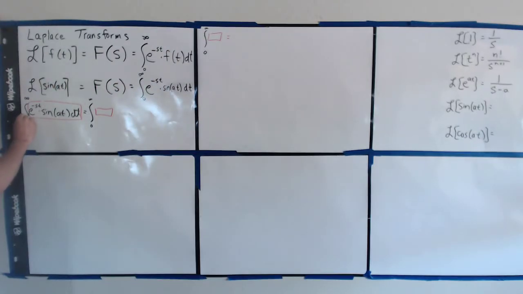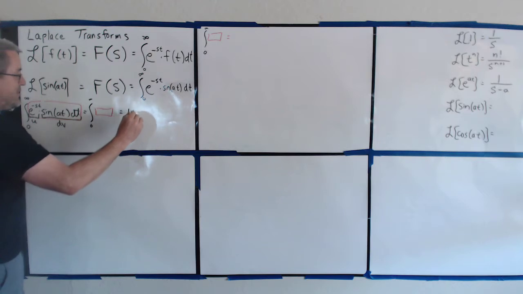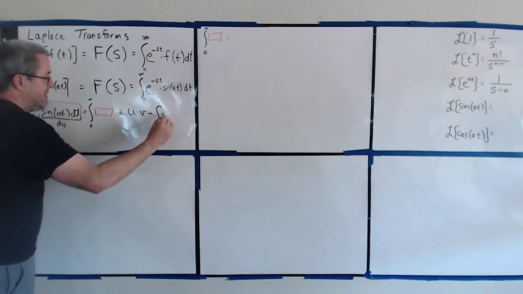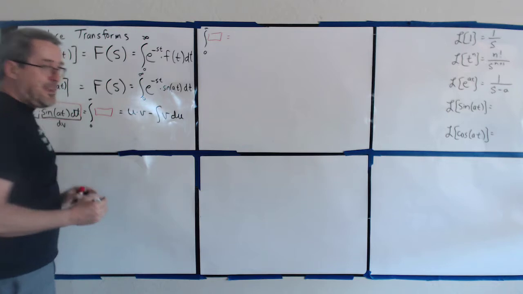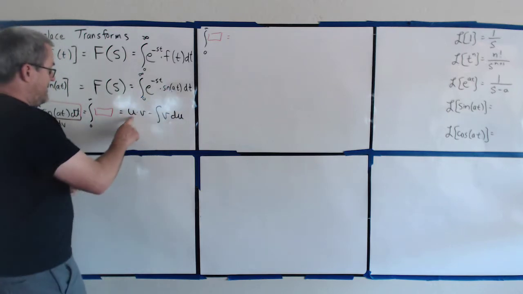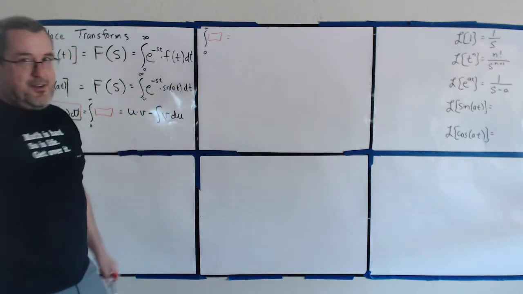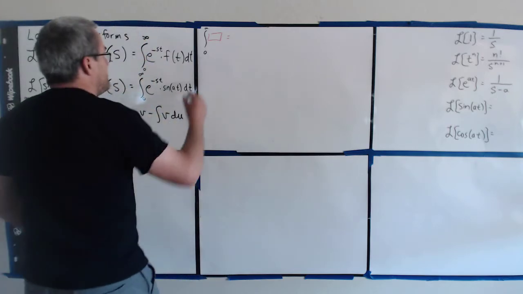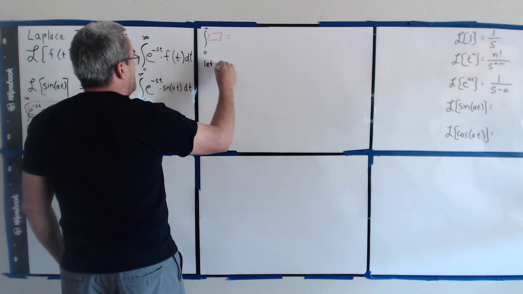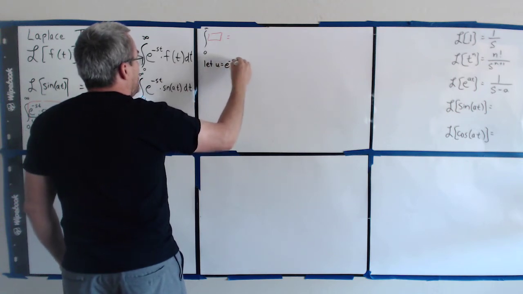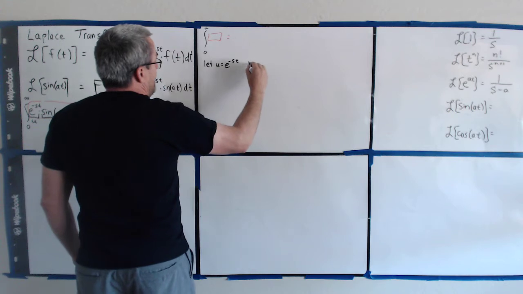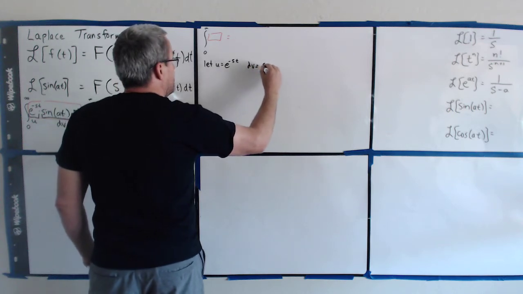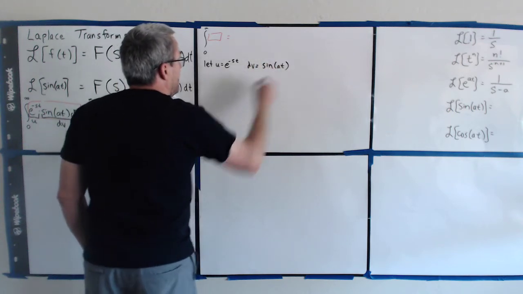Let me remind you, if you have a u part and a dv part, then you can integrate by parts by saying u times v minus the integral of v du. My Calc 2 students like to call this ultraviolet voodoo. Somehow it comes out that way, ultraviolet voodoo. So let's do it. Let's let u equal some stuff. So we're going to let u equal the e to the minus st. And we're going to let dv equal the sine of at.